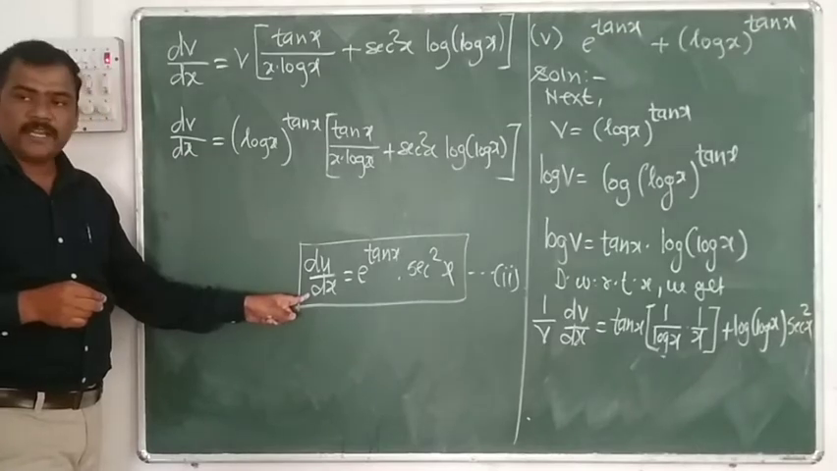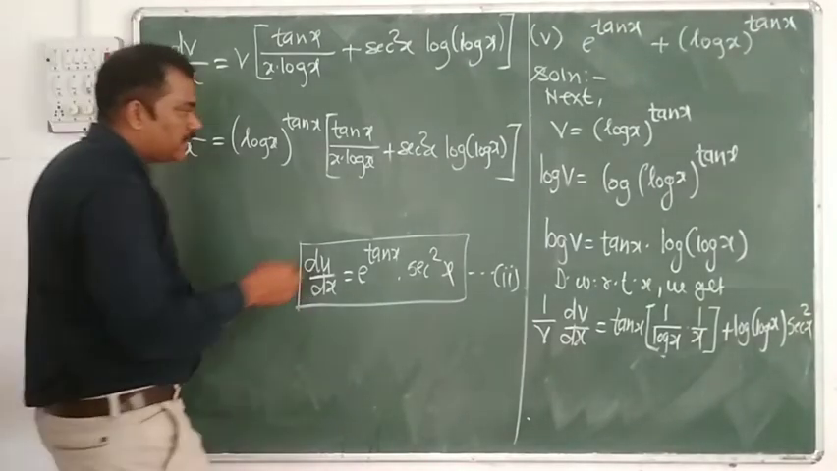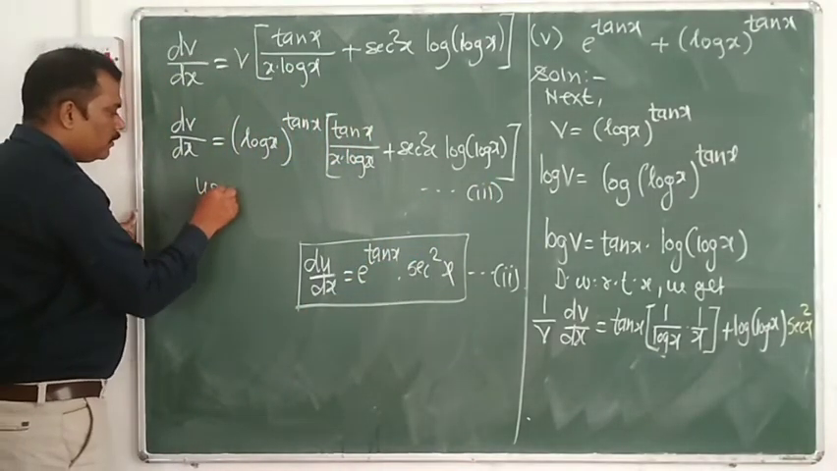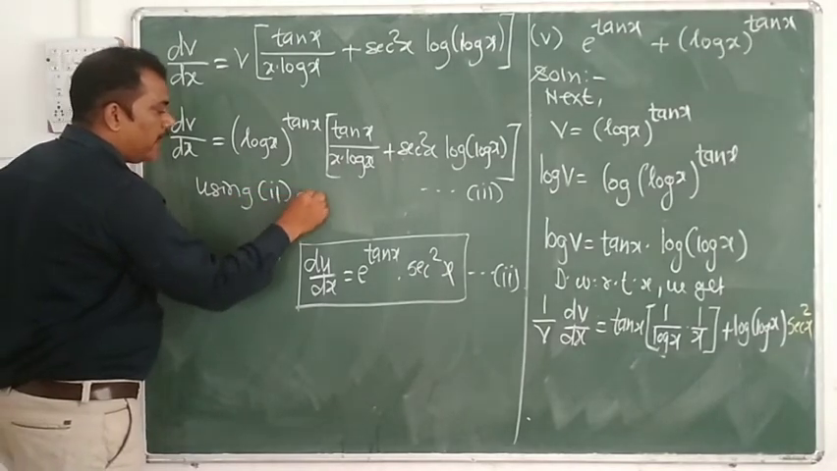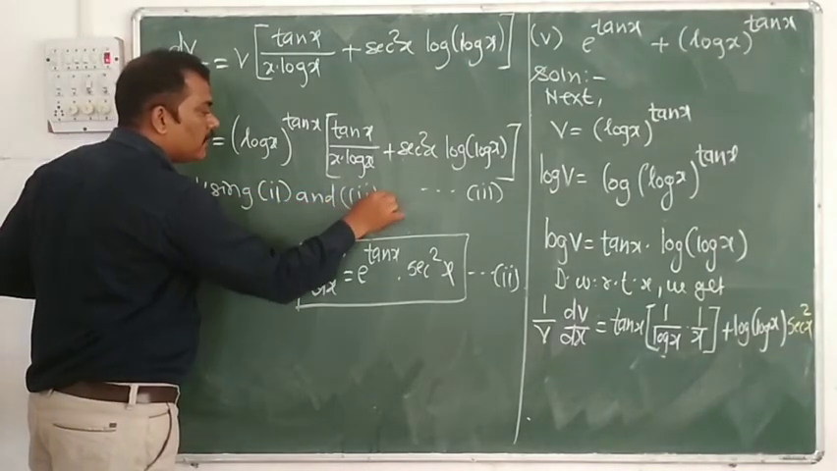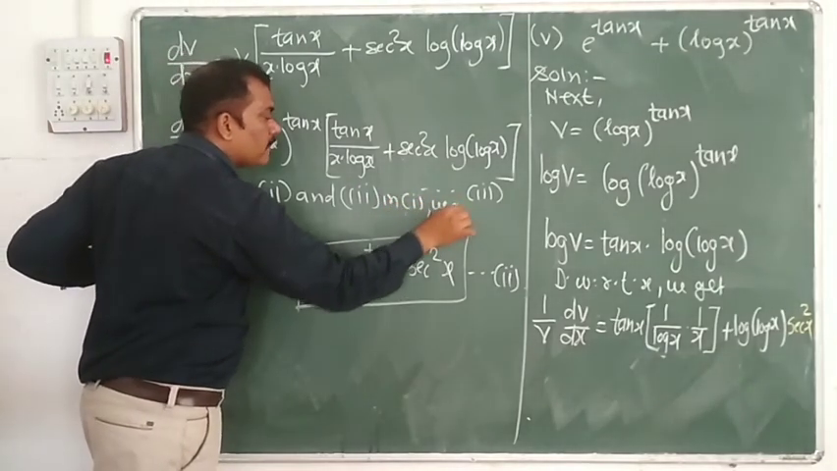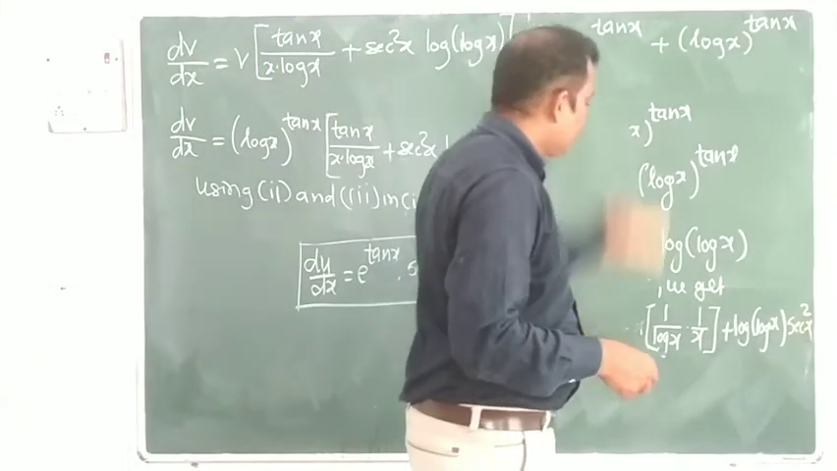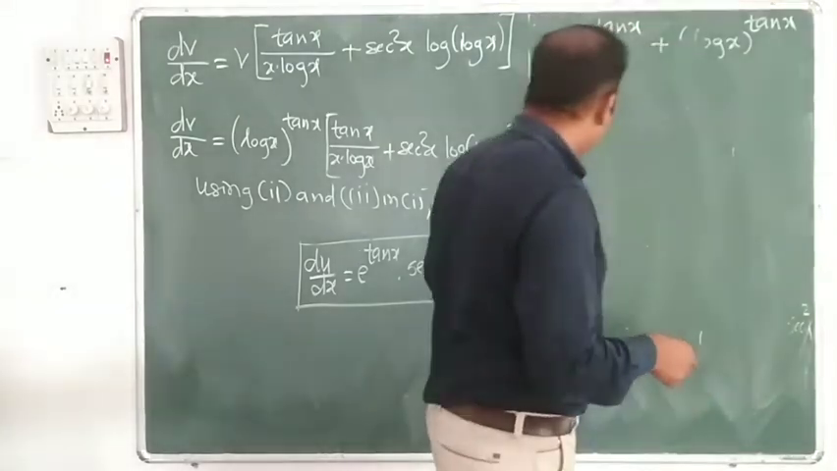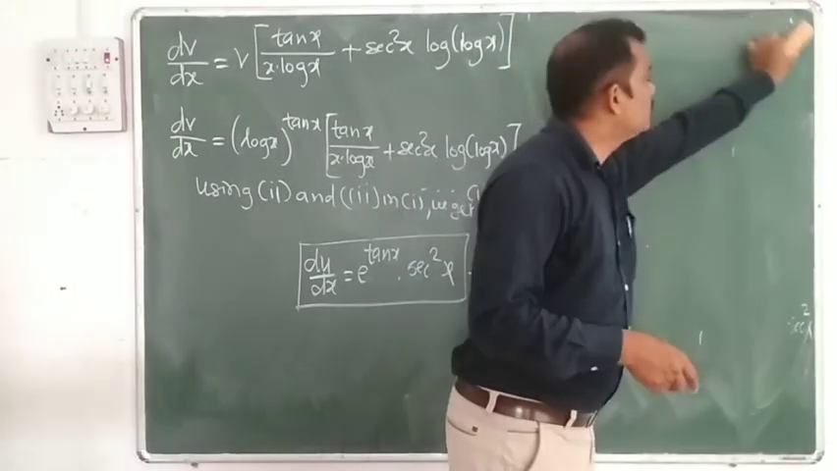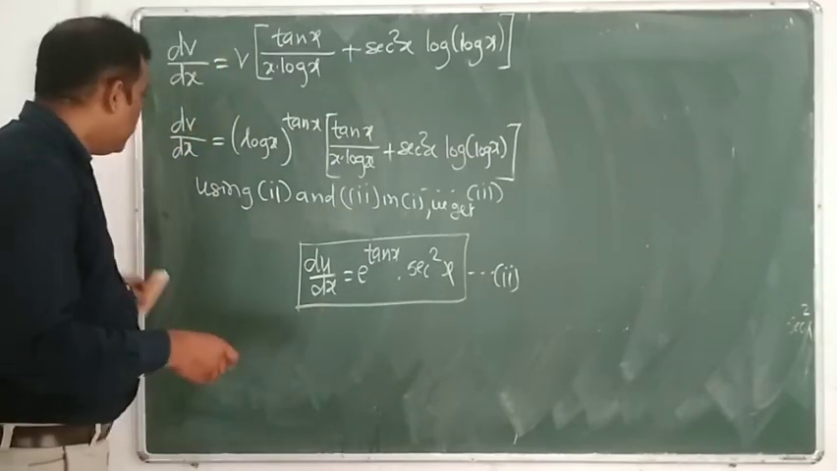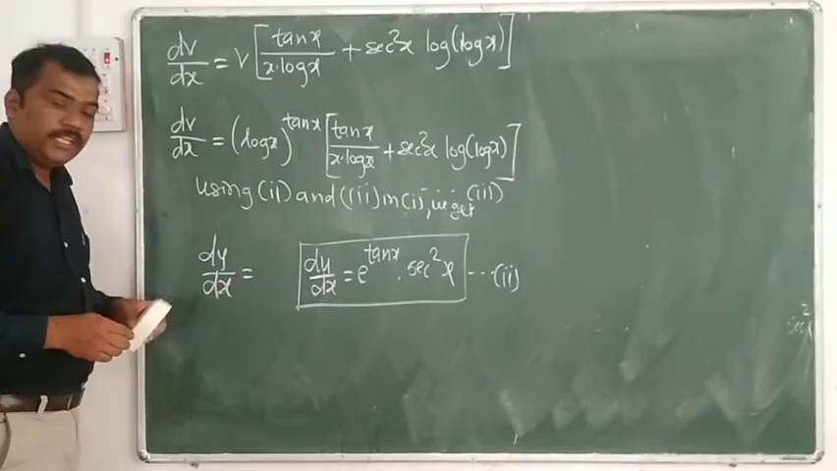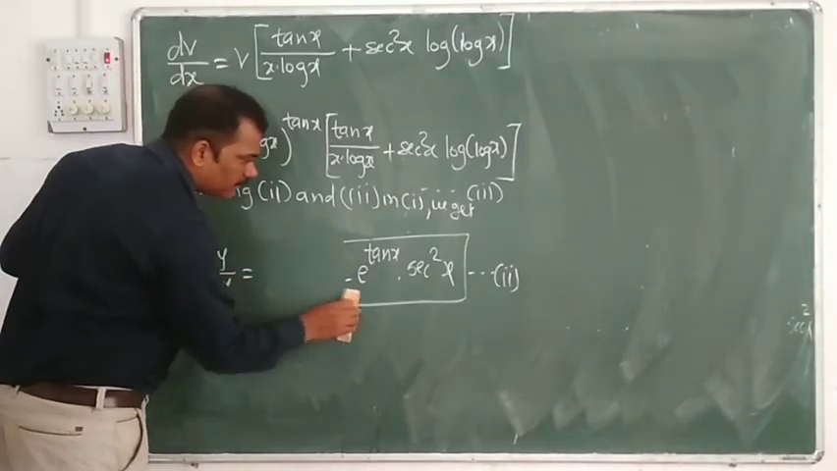Also we have the du by dx. Now we have to write the dy by dx. Suppose we number this as 3. Using 2 and 3 in 1, we get dy by dx is equal to du by dx. What is the value of du by dx? This one.